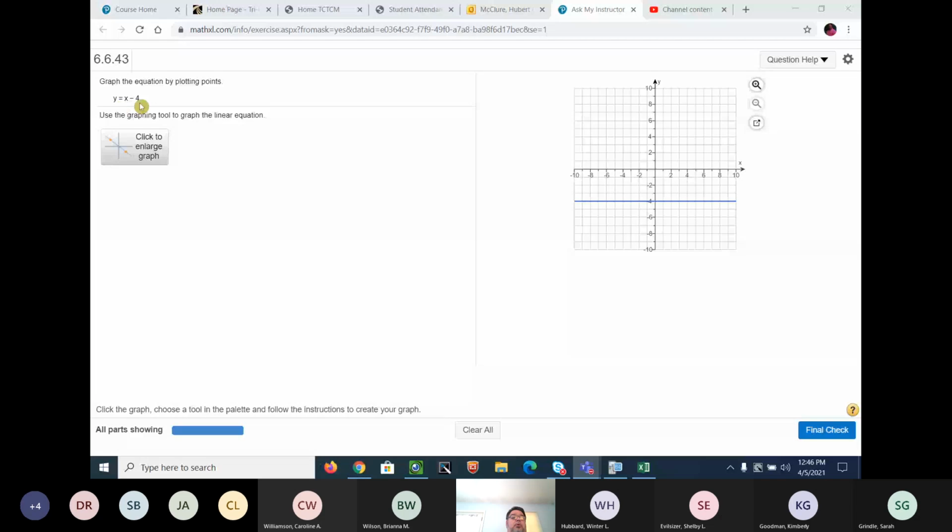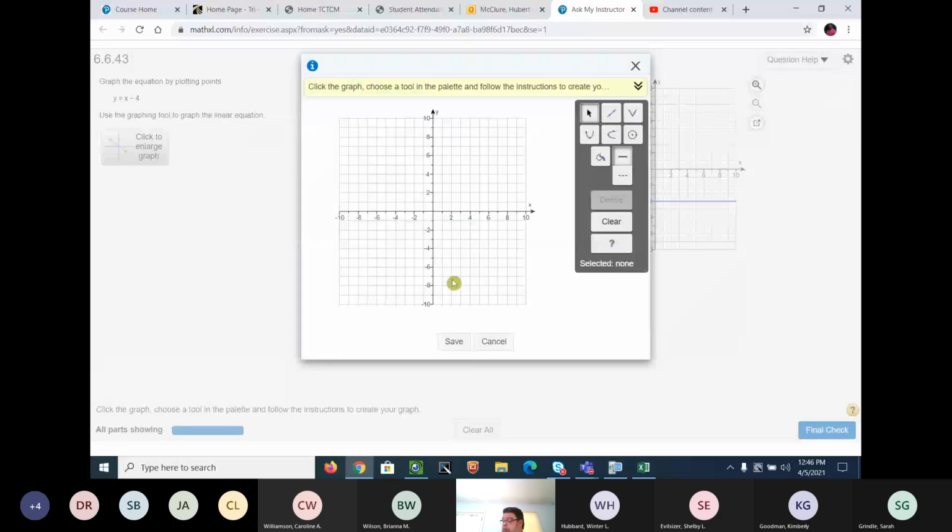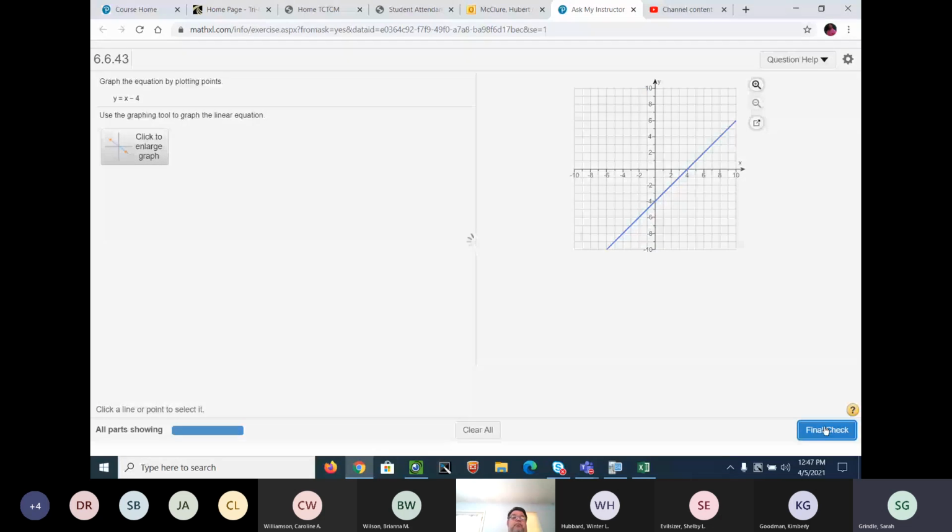So click, and I'm going to clear this one. And I'm going to pick 2 points. 0, -4. And 1, -3. And there it is. Cool. And that is a test question. Who's got a question on that one?